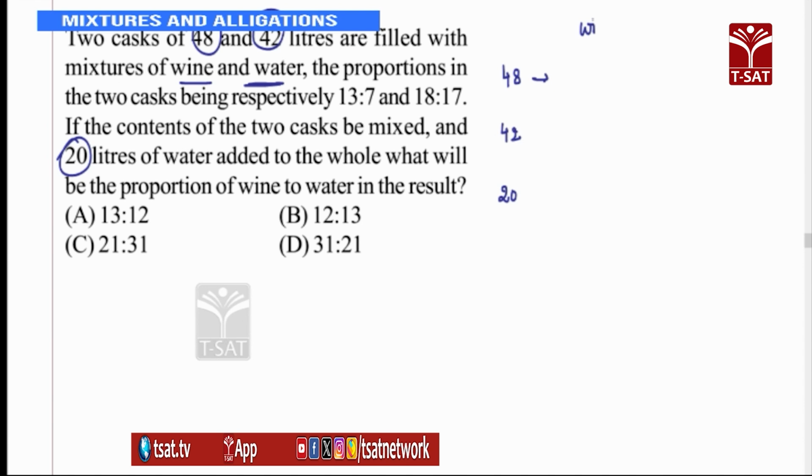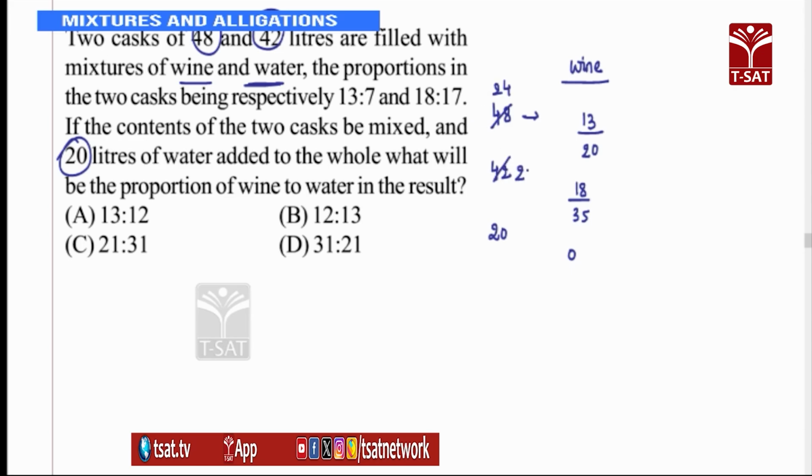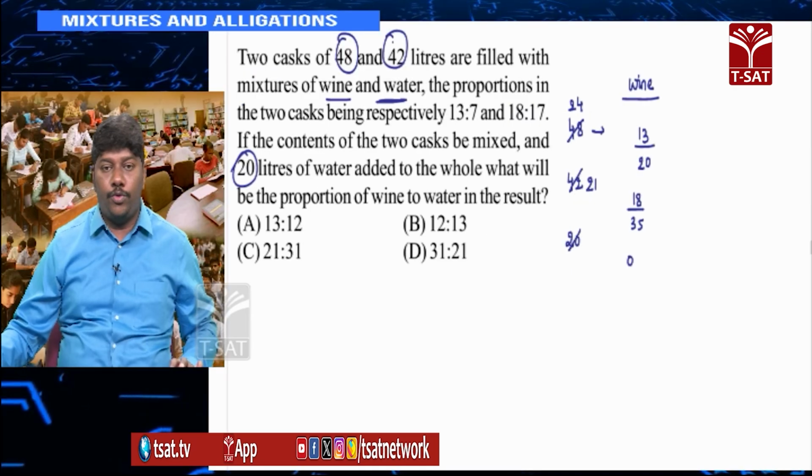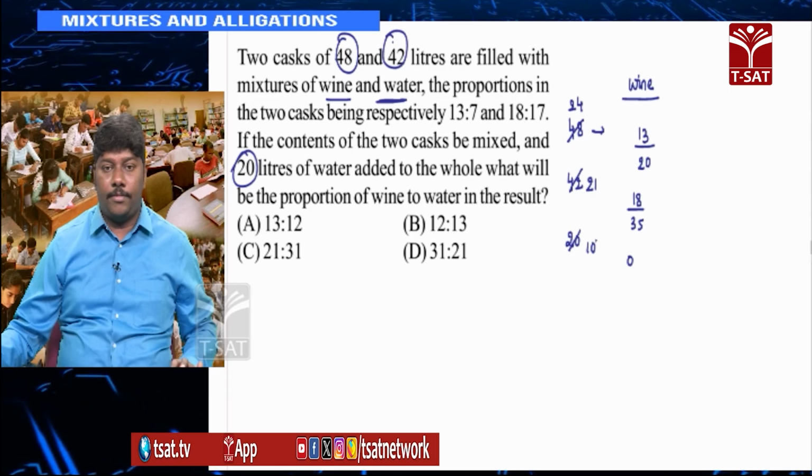So, what is wine in the first one? Wine in the first one is 13 out of 20. What is wine in the second one? 18 out of 35. What is wine in the last one? It is simply 0. Can I simplify this? Yes, you can simplify. 4 12s are 4, 2 24s are 2, 21s are 2, 10s are.